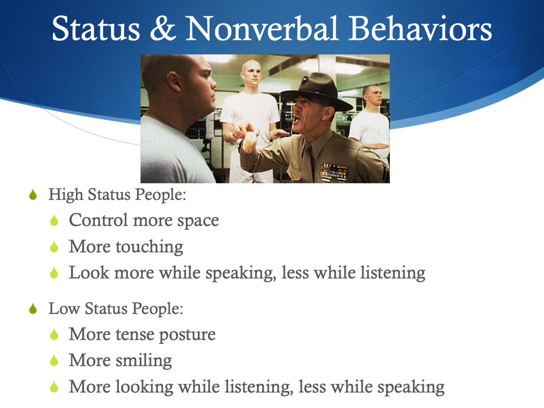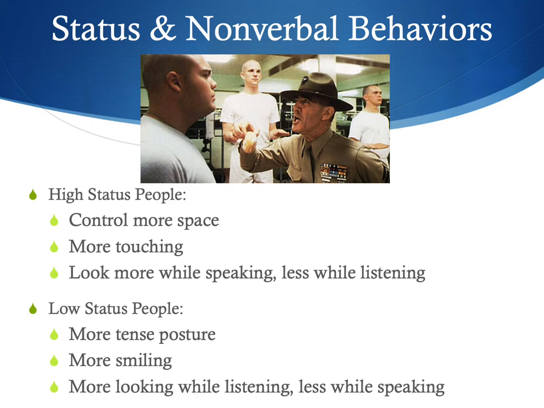So you've got a natural status difference, but they've also done experiments where they just assign people to be the high or low status person in a relationship, and they role play this, and you find the same sort of patterns. But in general, high status people exhibit much more dominant nonverbal behaviors than lower status people. They control more space, they touch their partner more, and they look more while they're speaking and less while they're listening than would ordinarily be the case.